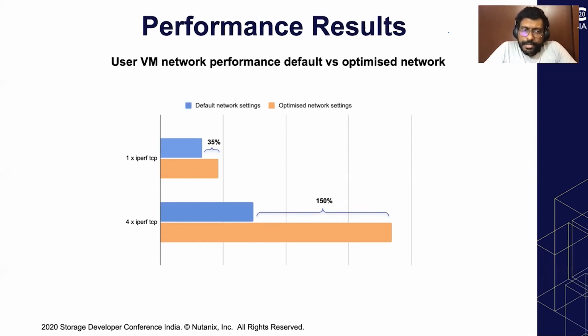The second one with 4 Iperf instances is showing a gain of 150%. This is indicating the gains due to avoiding the CPU bottleneck at the vHostNet, and more importantly, the gains due to avoiding cross-network communication.